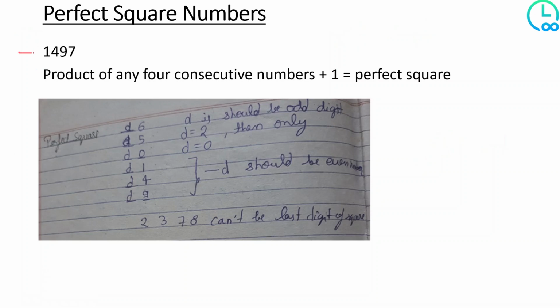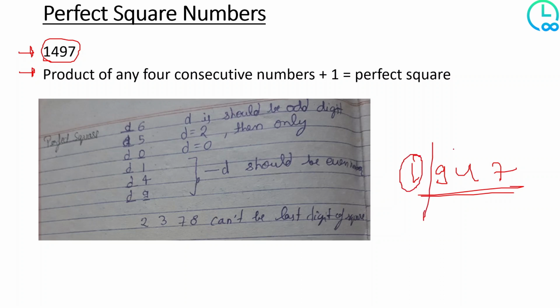Now let me just explain this point. So this is written 1497. You can remember it like 1947, the year we got independence. So what it means is, if you take any perfect square number, the digital root of that number will be either 1, 9, 4 or 7.